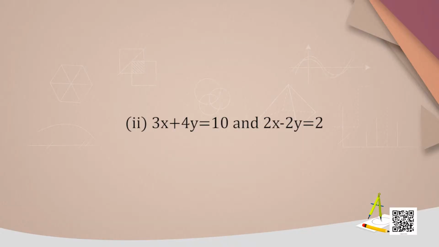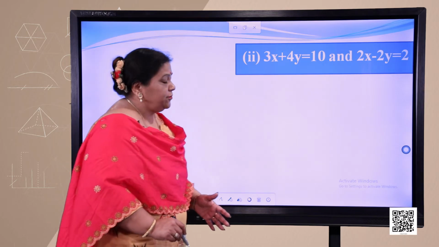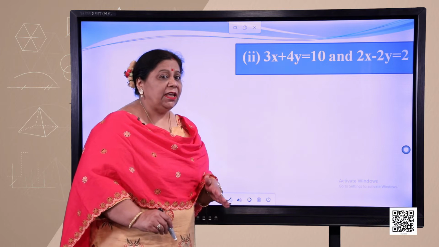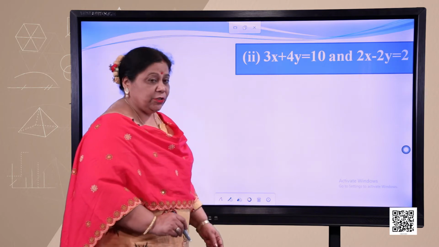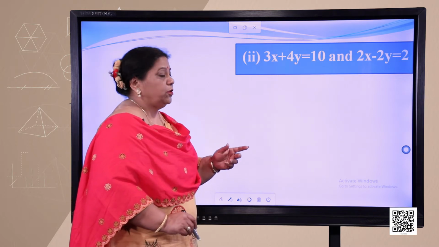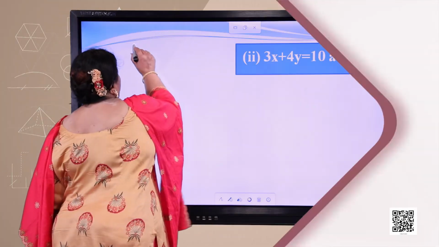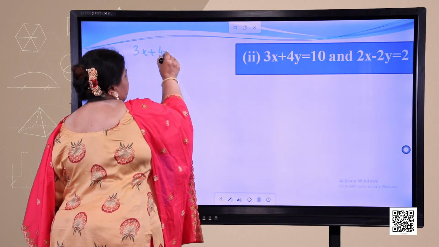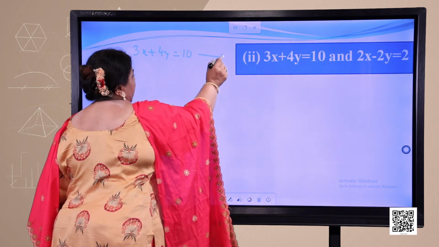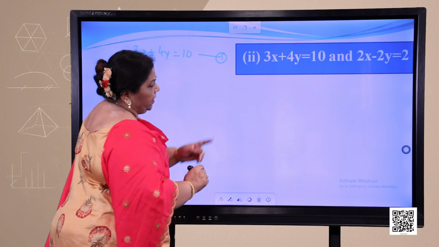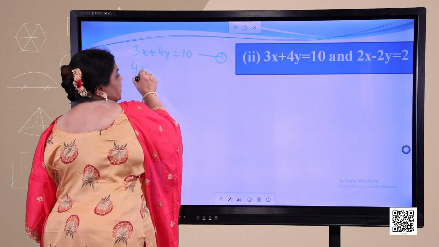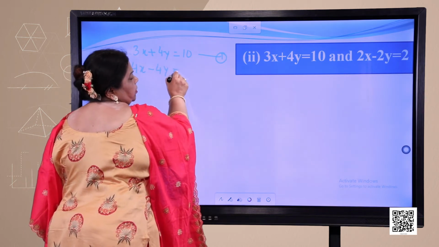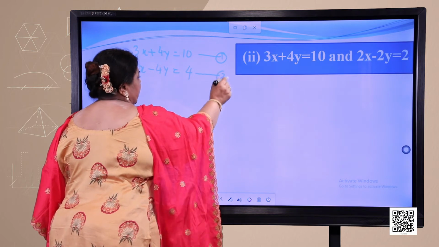We have 3x plus 4y is equal to 10 and 2x minus 2y is equal to 2. Here let us judge first, we will make which coefficients to be equal. Here coefficients of y is simpler. If I multiply the second equation by 2, I will get 4x minus 4y is equal to 4. Let me do that. So, our first equation is 3x plus 4y is equal to 10. And second equation, let me take 2x minus 2y is equal to 2. If I multiply by 2, I get 4x minus 4y is equal to 4. This is our second equation.